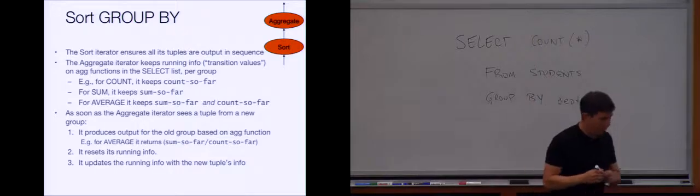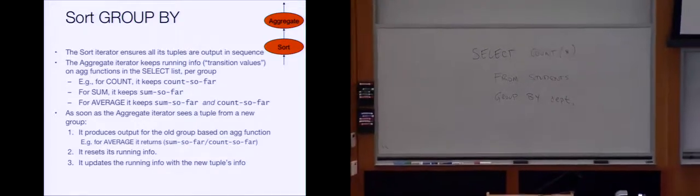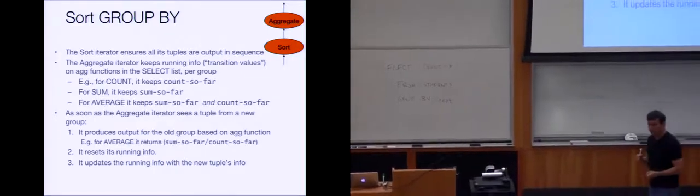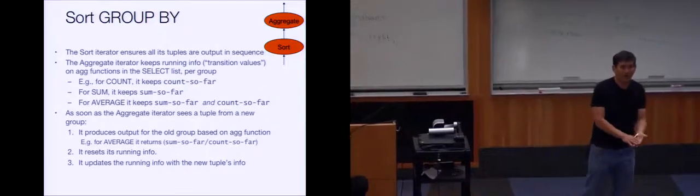Select count star from students group by department. The sort is going to sort the tuples by department. Let's say the lowest alphabetical department is agriculture. Okay. So what we're going to need to do for count is keep the count so far of agriculture tuples.